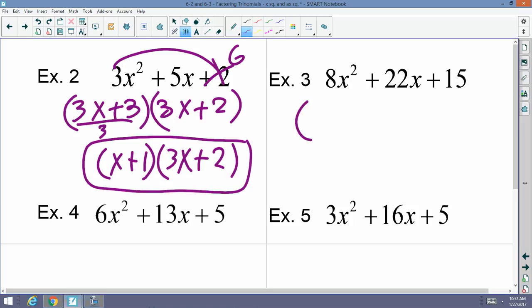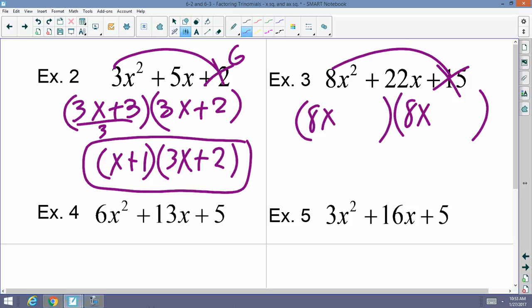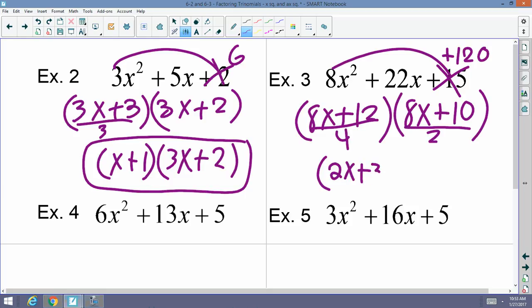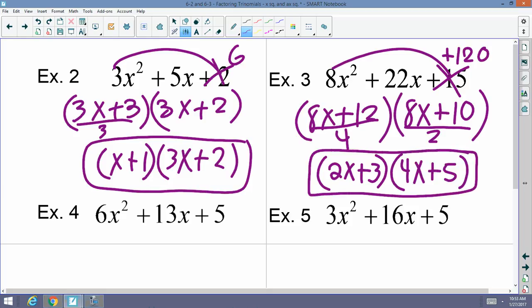Number 3. I got 8x, and I got 8x. 8 times 15 is 80 and 40, 120. So now you got under your times tables. What times what is 120? But when added together is 22. 12 and 10. Thank you. So positive 12, positive 10. I can imaginary factor a 4 from here and a 2 from here. So I'm left with 2x plus 3 times 4x plus 5. Guys, I know I'm a bit of a math dork, but isn't that awesome? It's quick. It's easy. Efficient. To the point.